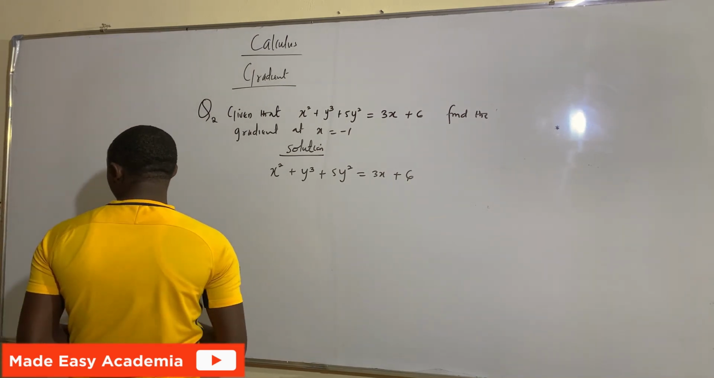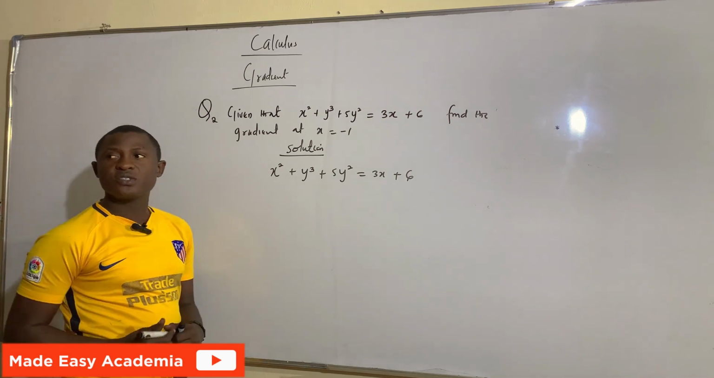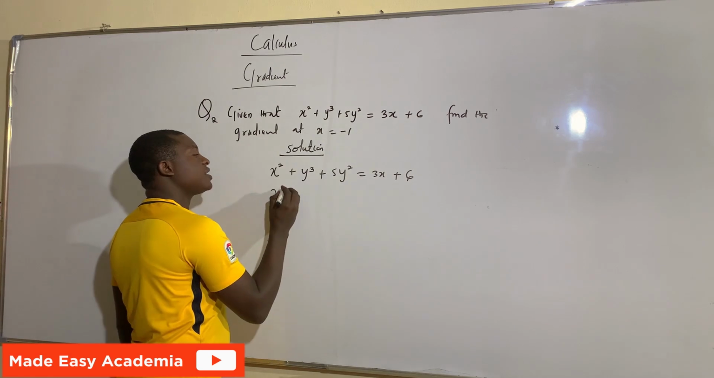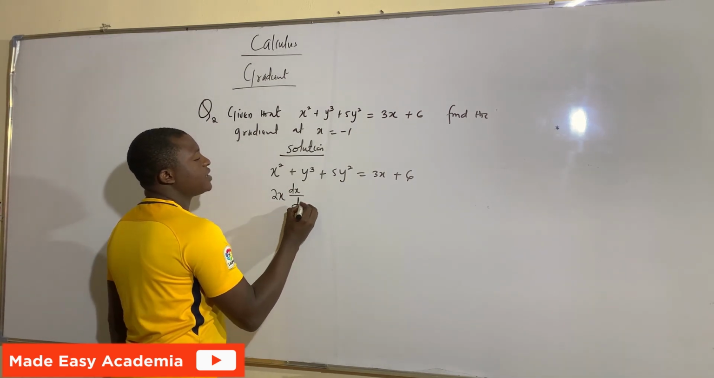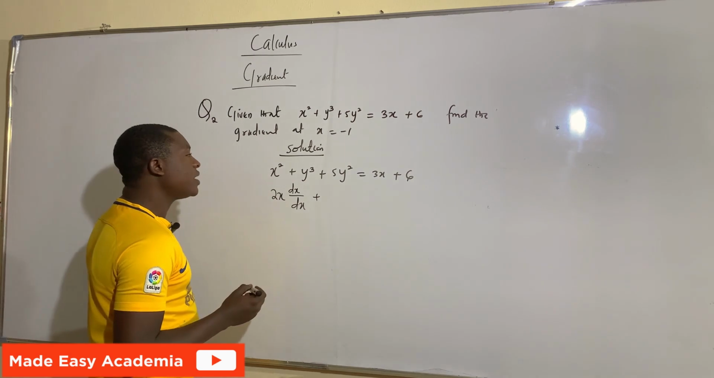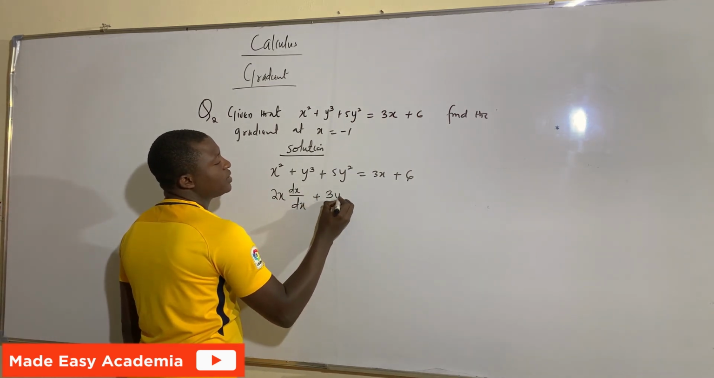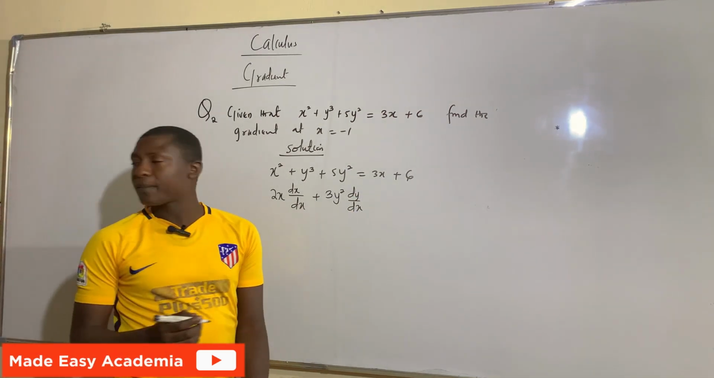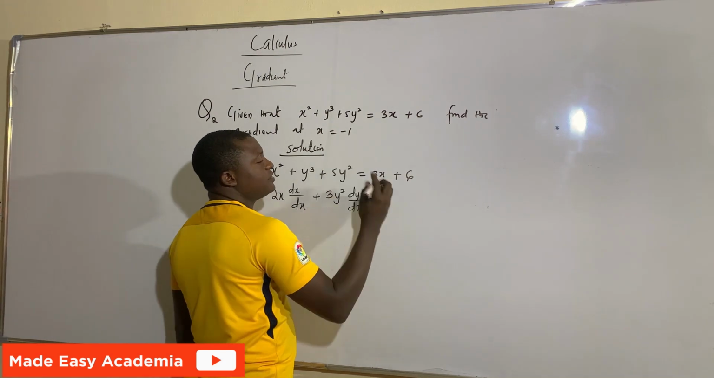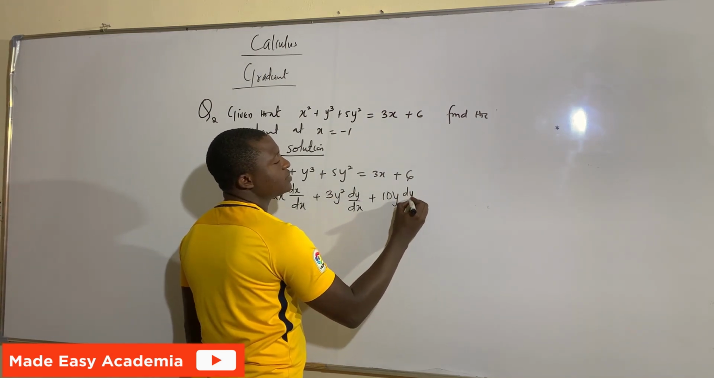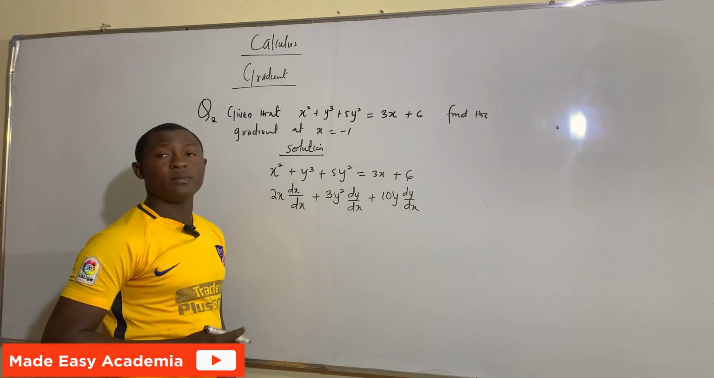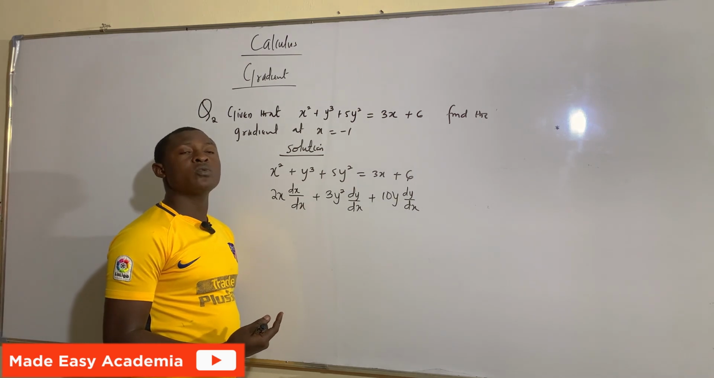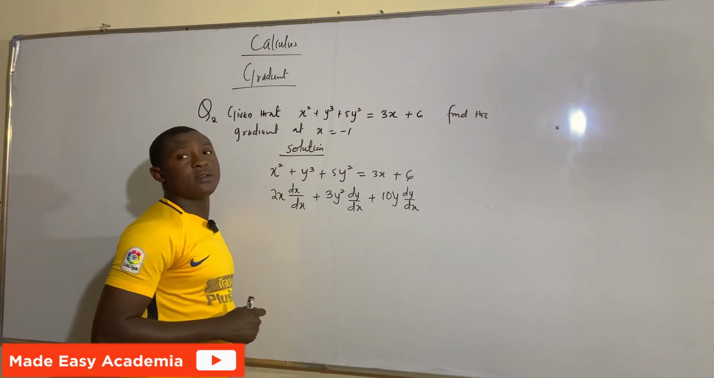So now, differential of x squared is nothing but 2x. Then if this is x, then of course I will have dx/dx. Then differential of y cubed is 3y squared, and this is going to be dy/dx, plus differential of this one too, and we have 10y dy/dx. Recall under implicit functions, when we are differentiating with respect to x, it's dx/dx, and we know that one is nothing but 1. But if you are differentiating with respect to y, that one is going to carry dy/dx.